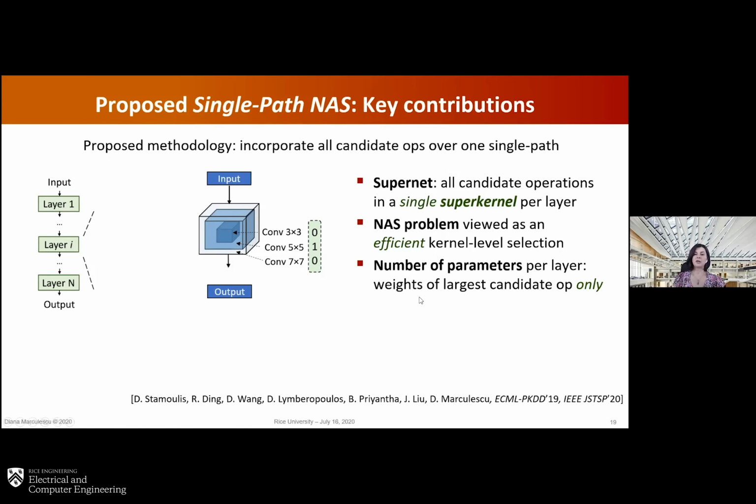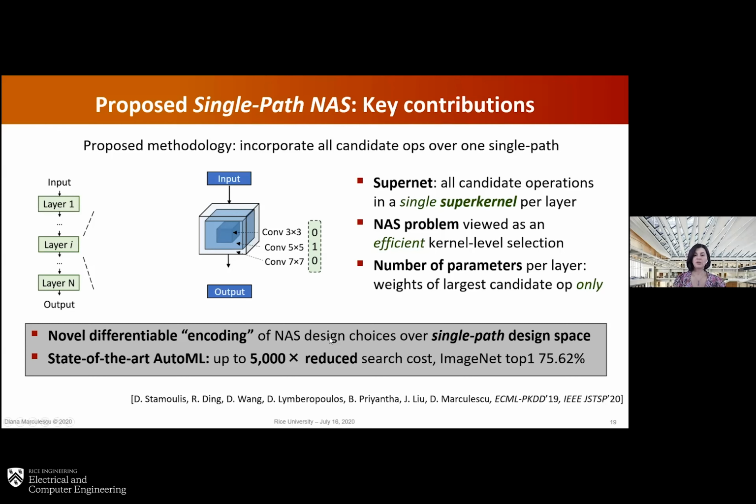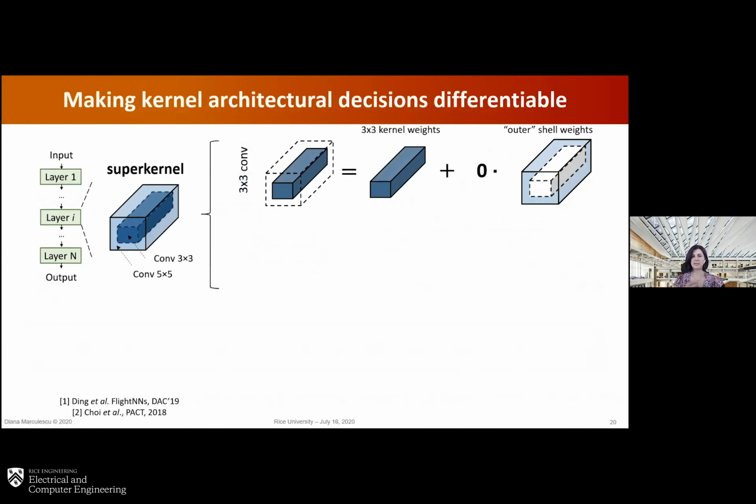In other words, because we're sharing these weights, we only need to care about the weights of the largest candidate operand only. So that makes the search more efficient. This is a new type of encoding that we're using, and therefore we're able to reduce the search cost by more than 3 orders of magnitude and still get top state-of-the-art accuracy for ImageNet. So I'll give you an example.